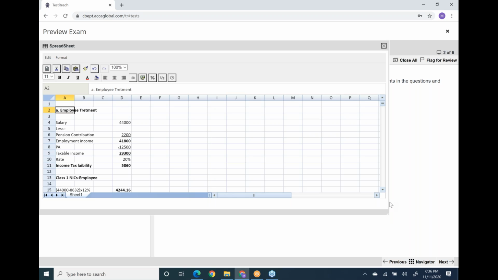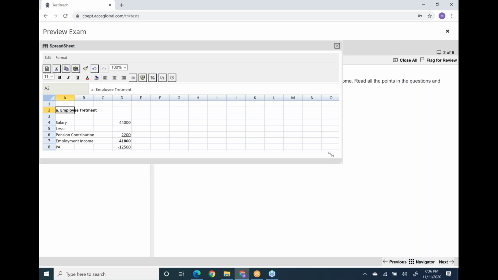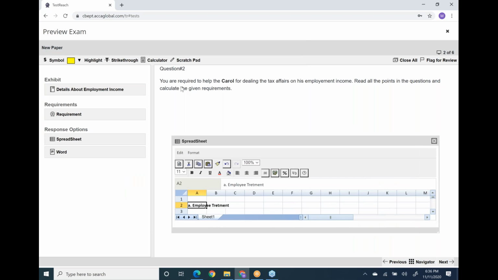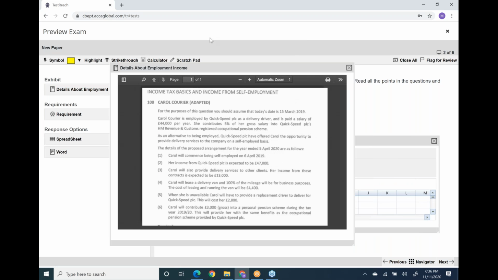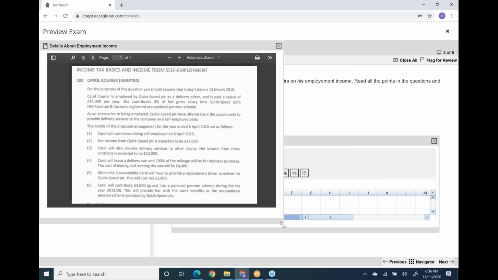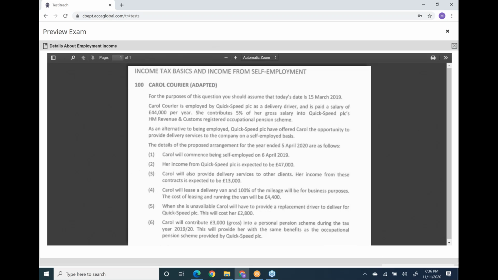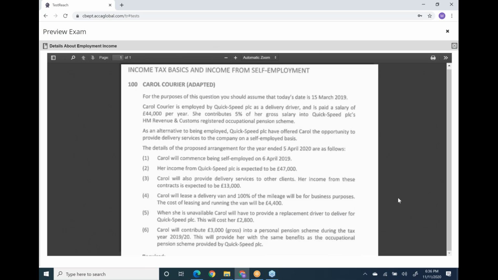My dear student, now we are going towards the second alternative. This lady is given a second alternative by the employer. Second offer. Read the second offer. This is the real offer now. Let's read it. As an alternative to being employed, Quick Speed PLC have offered Carol the opportunity to provide delivery services to the company on a self-employed basis.